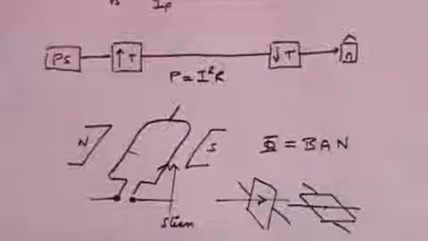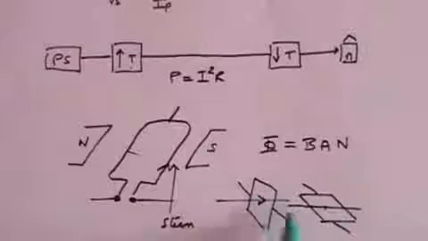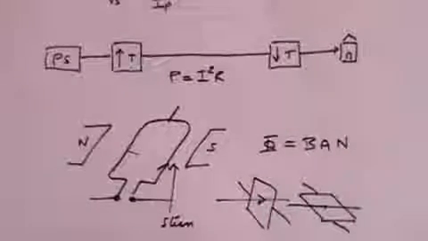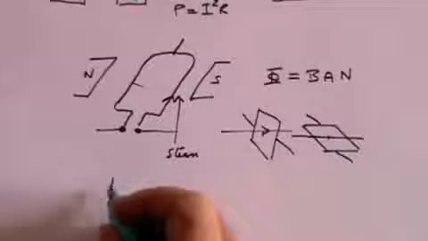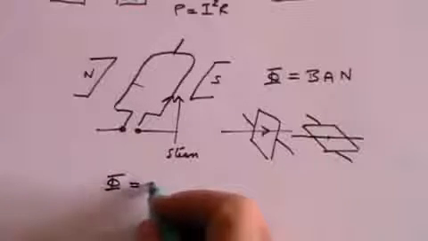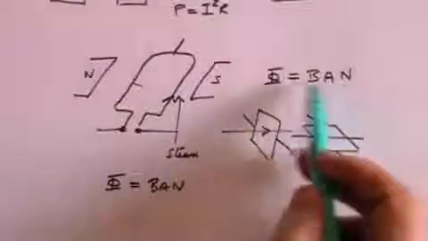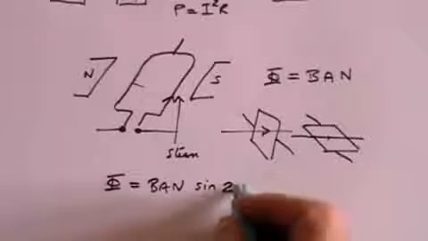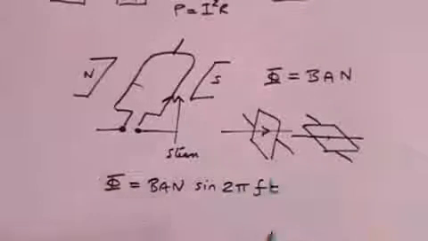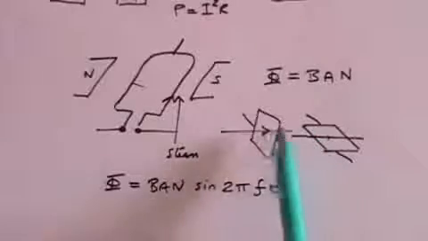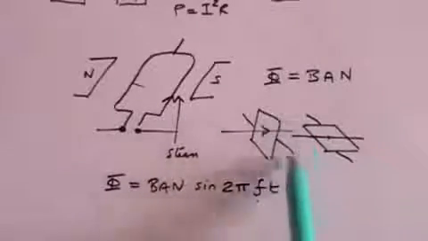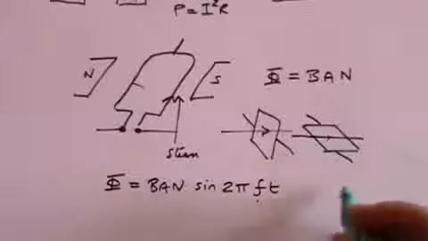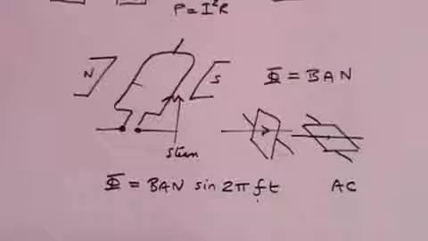So what you've got is changing flux as this spins round, and that's a sine wave. The flux becomes equal to BAN, which is this term here, times the sine of 2 pi ft, where f is the frequency of rotation of this coil, and that will also be the frequency of the alternating current that that spinning coil will generate.